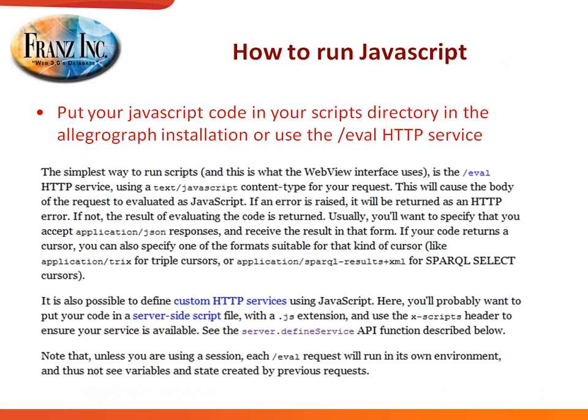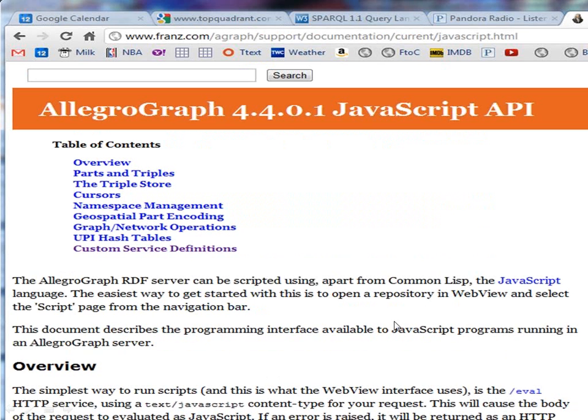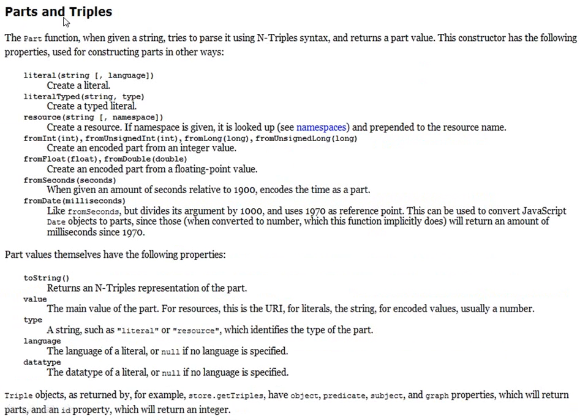Again, it's in our documentation, and getting to our JavaScript documentation is easy. Just go to Google and type France AllegroGraph JavaScript, and you get to this page that shows you the whole library that we built on top of our JavaScript compiler to work with the triple store. So, and again, take the time to go through this page. We describe how you can work with triples and parts of a triple.